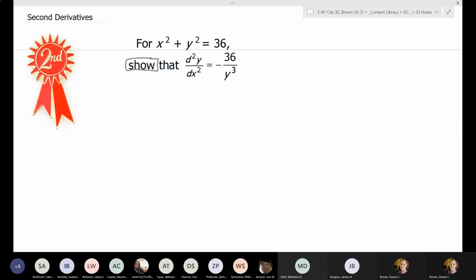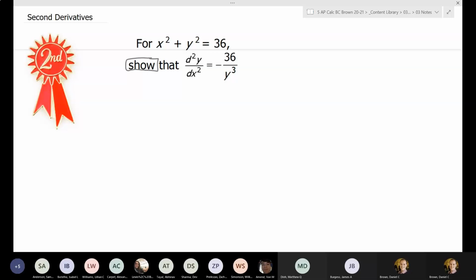When they use the word show in a problem, they're telling you the answer. They're like, hey, calculus student, the answer to this second derivative is negative 36 over y cubed. So you have to show your work very clearly of how you go from the very beginning to the end, because basically what will be graded is your work, since they are giving you the answer.